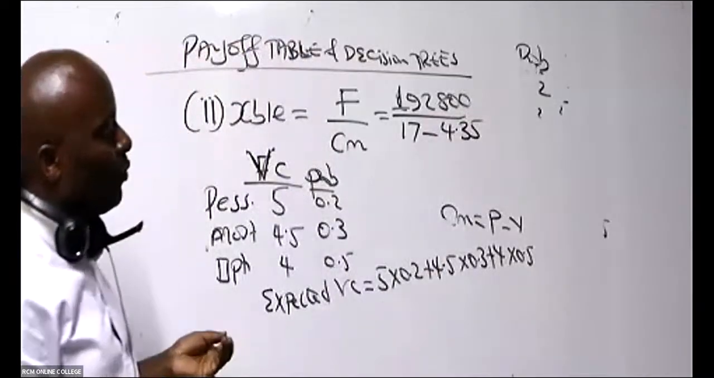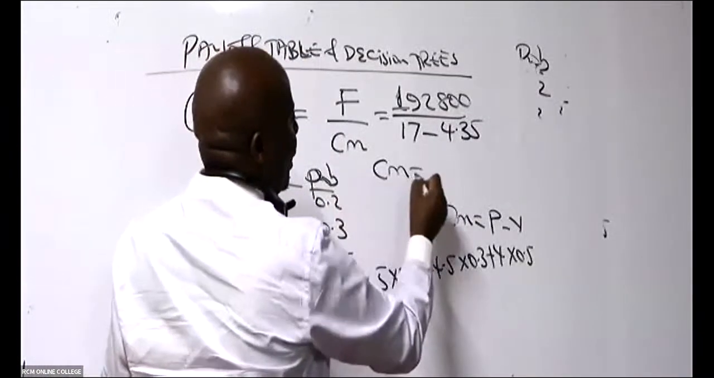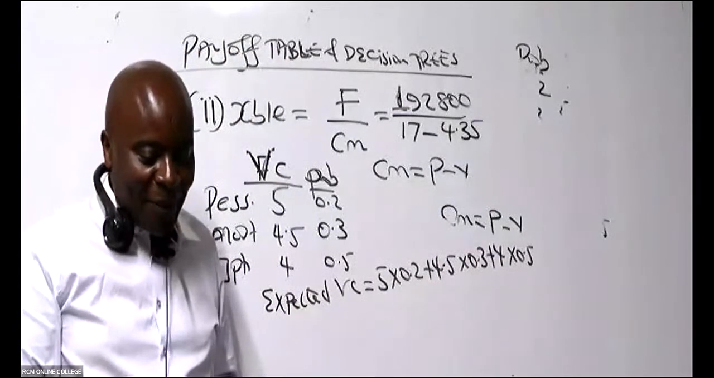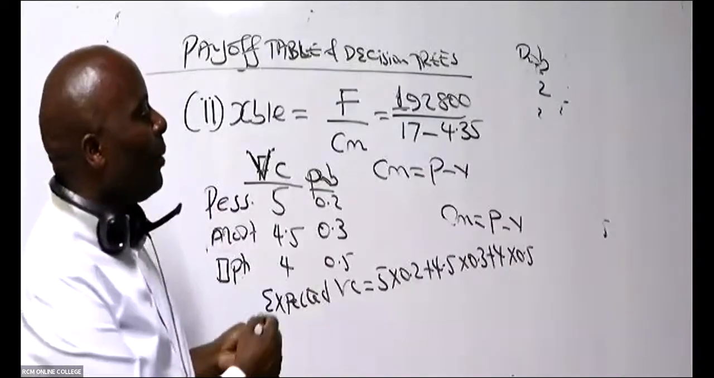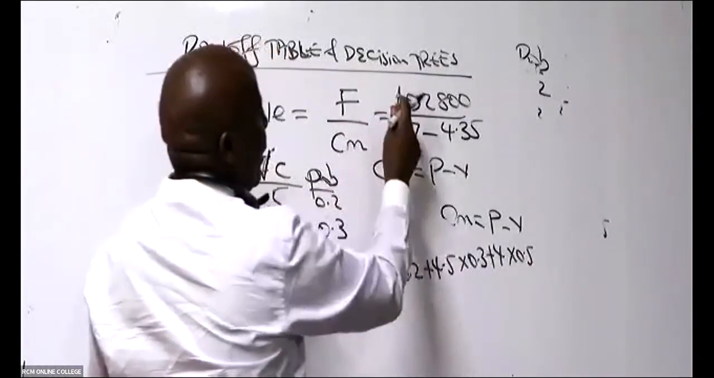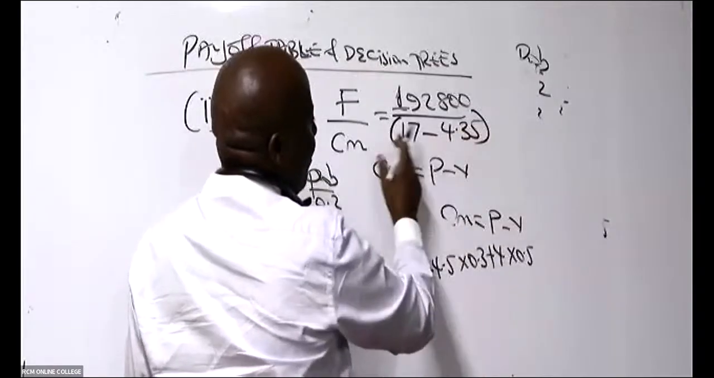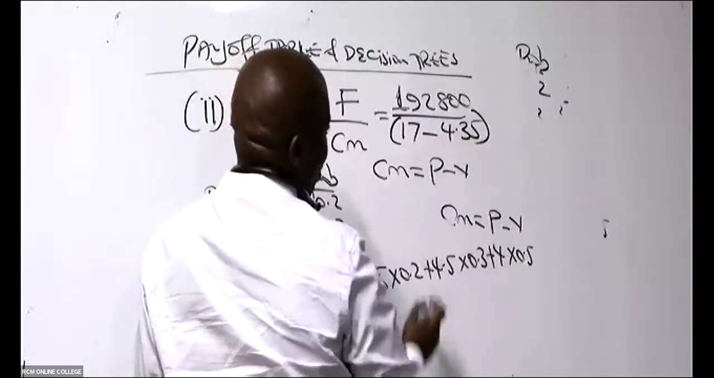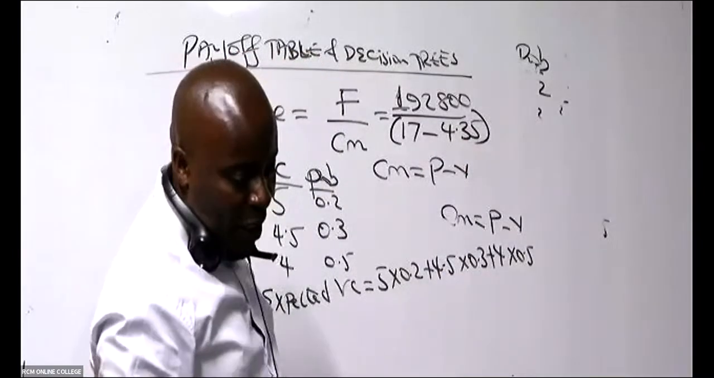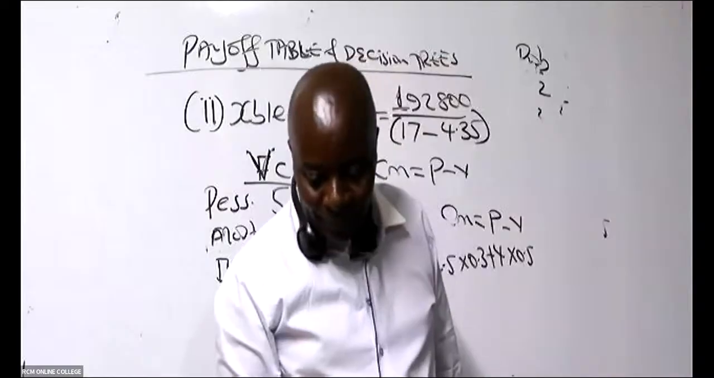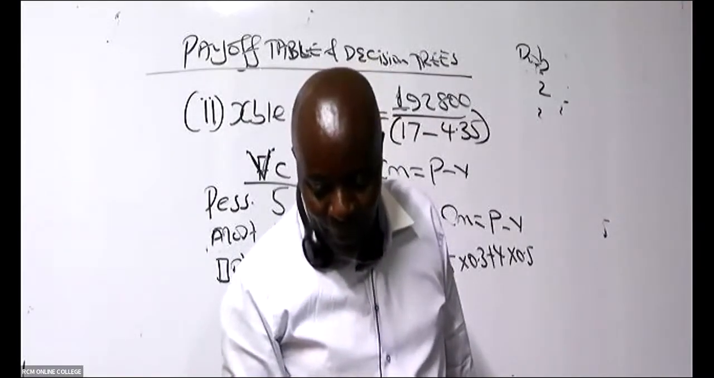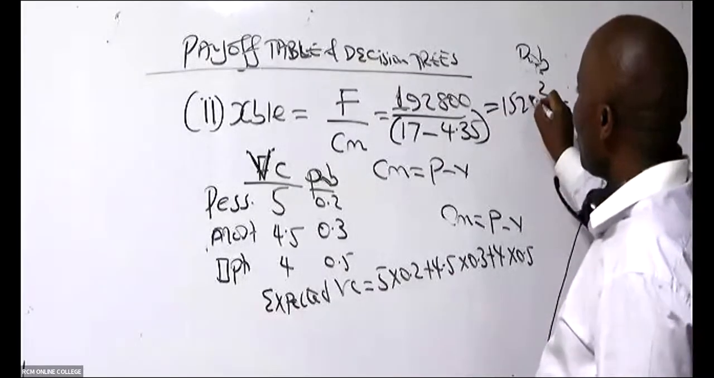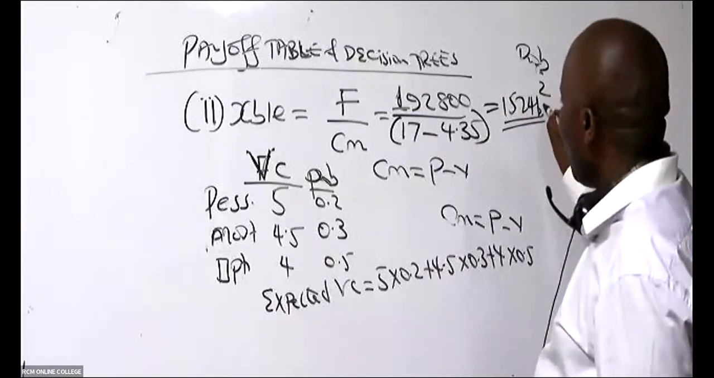So 17 minus 4.35. Remember, to get contribution margin, it is price minus variable cost. So you take your calculator and say this divided by this, minus this divided by open brackets, 17 minus 4.35, close brackets, then equals. So what figure are we getting here, ladies and gentlemen? 15,241 units, isn't it?